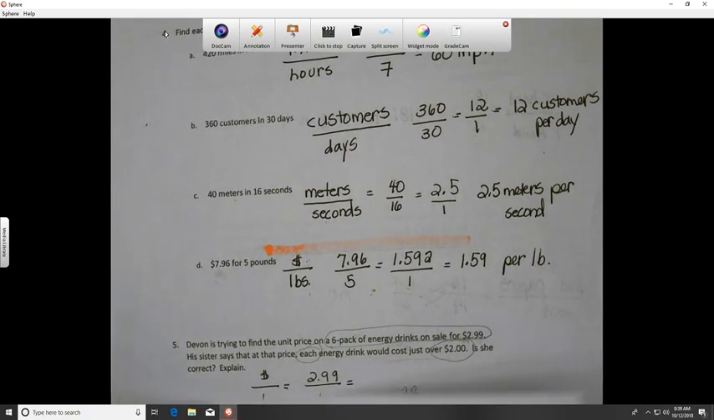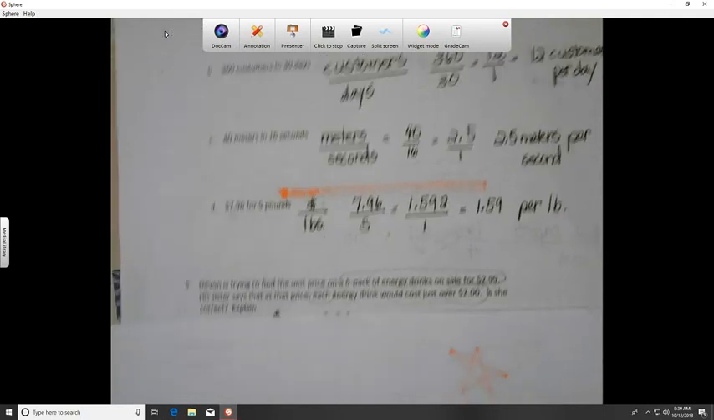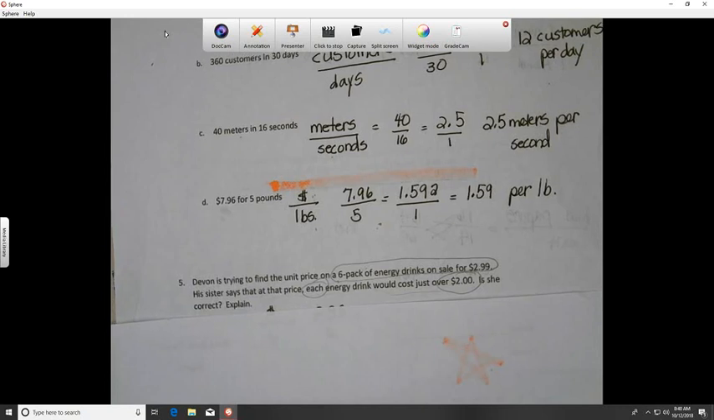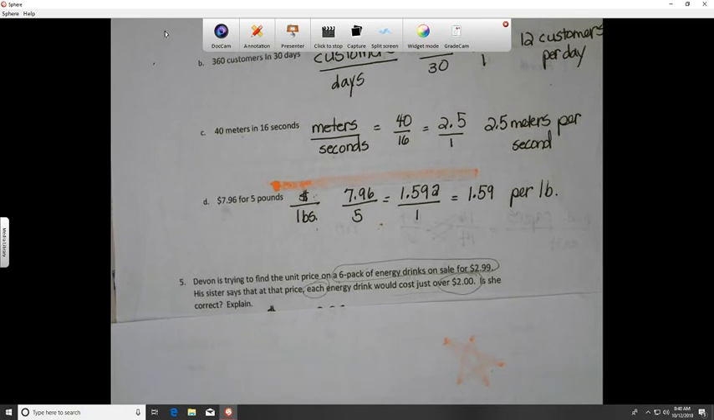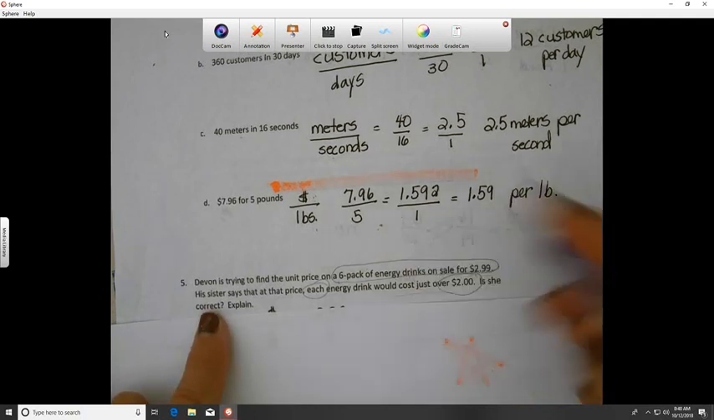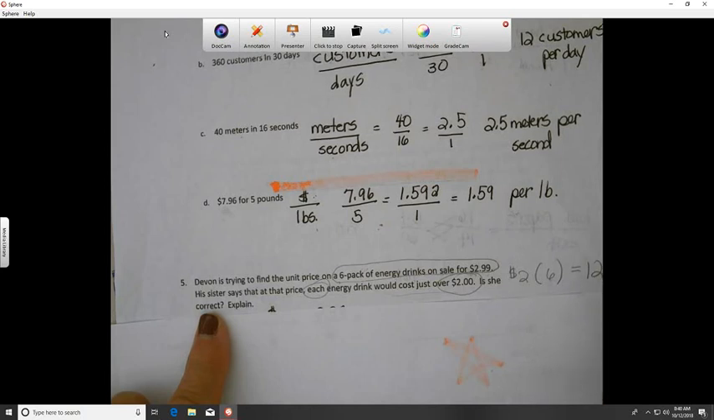So Devin is trying to find the unit price. This is an odd question because, well, we'll see. He is trying to find the unit price on a 6-pack of energy drinks on sale for $2.99. His sister says that the price of each drink would cost $2. So what are your thoughts on that? It is kind of common sense, but if you don't see it that way, that's okay. So you could say, he's saying that it's $2 for 6 drinks. So how much would that cost? $12 for a 6-pack. Does that make sense?